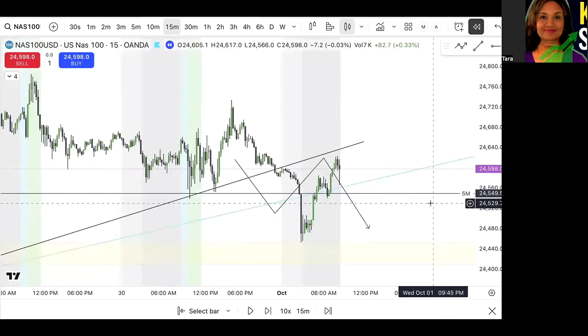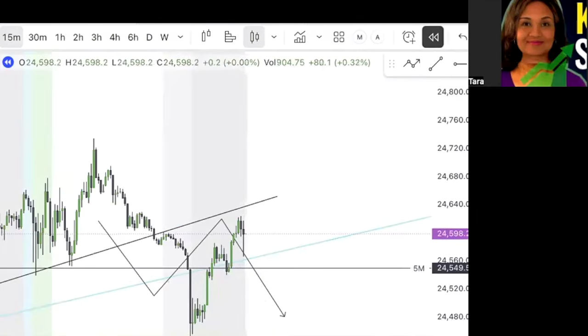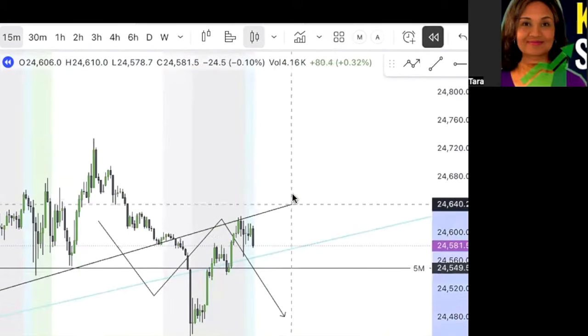All right, so this is what our chart looked like at 8:15. So we'll fast forward a little bit. We can see there's our 8:30, 8:45. There's our 9 o'clock candle. And here's our 9:15 candle. All right, so we're waiting for price to come back up and retest this trend line or this zone.